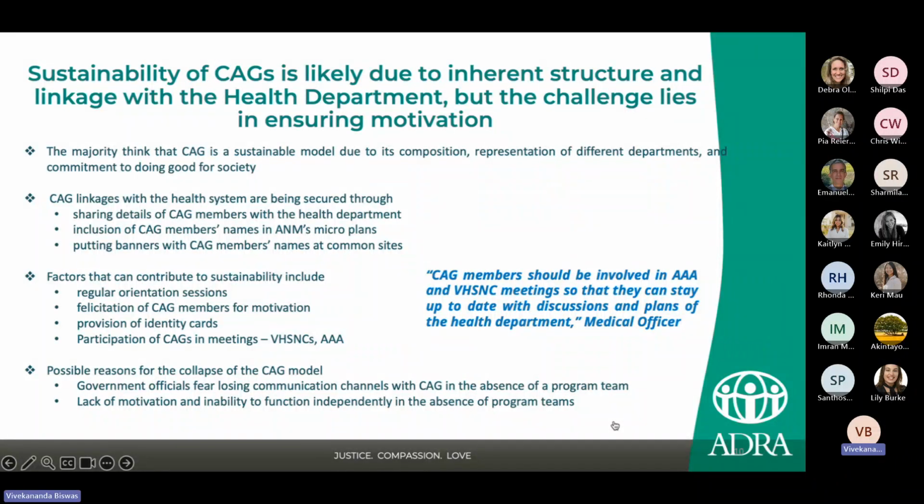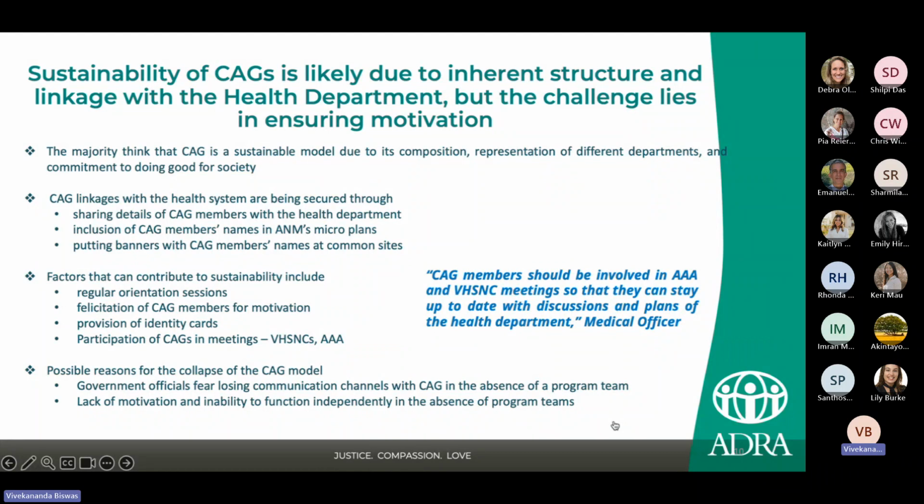And also through this project, we have established a linkage between the CAG and the health system. We have shared the details of the CAG members with the health department. So whenever there is a need or some issues, the health department and the CAG members can directly communicate with each other and bridge the gaps between the service provider and service delivery.